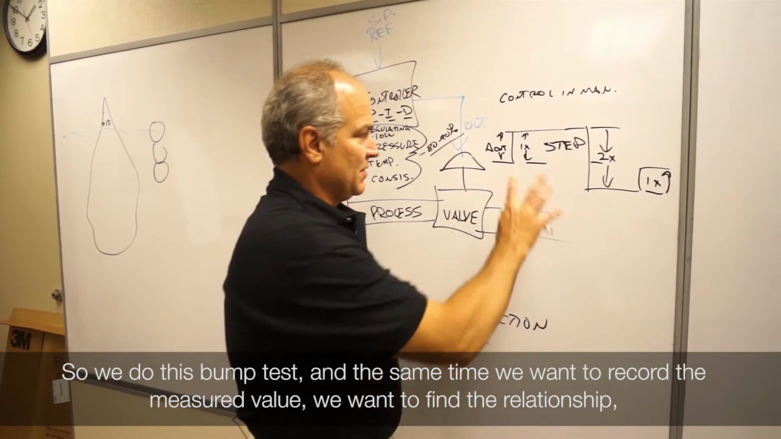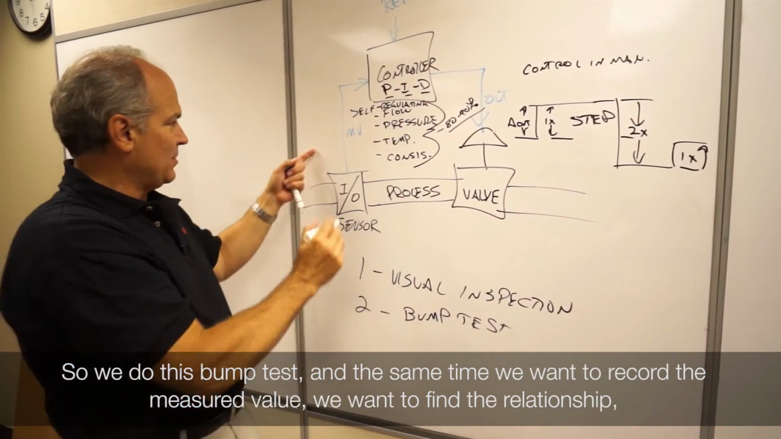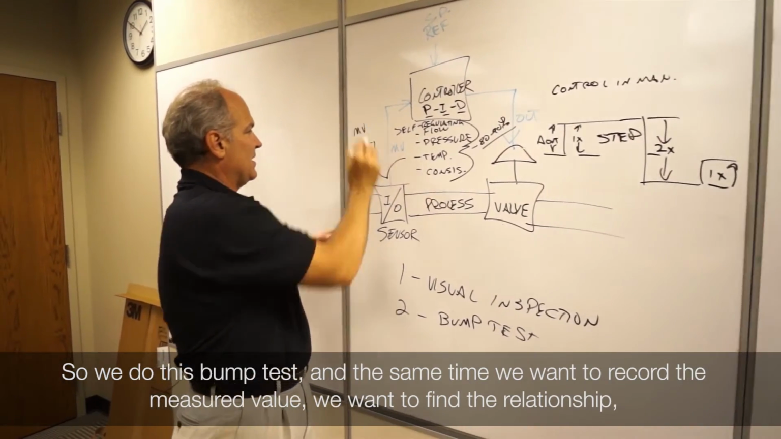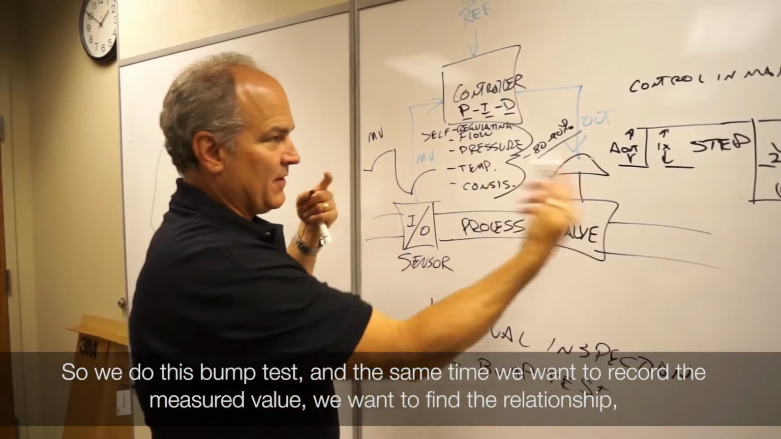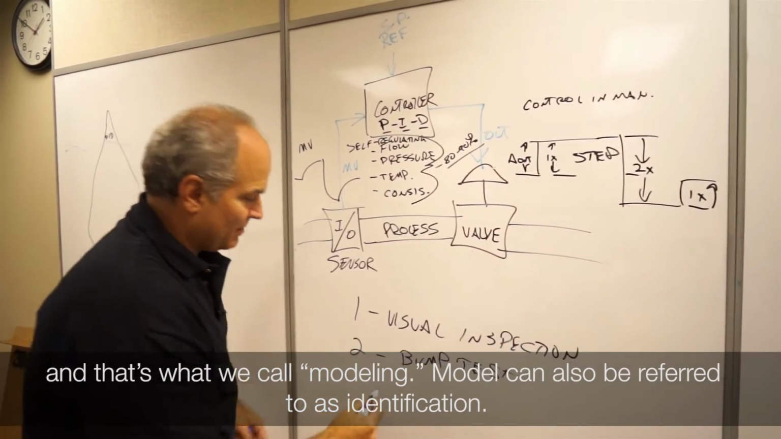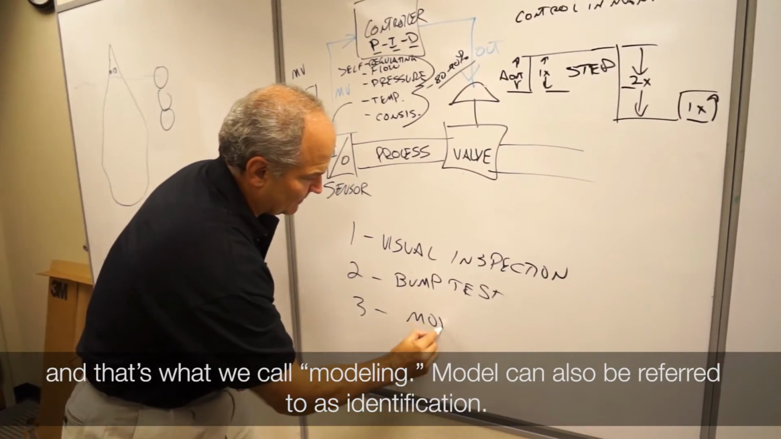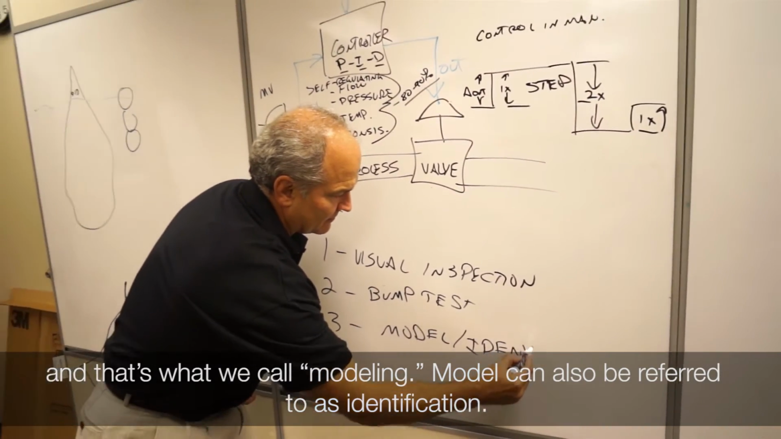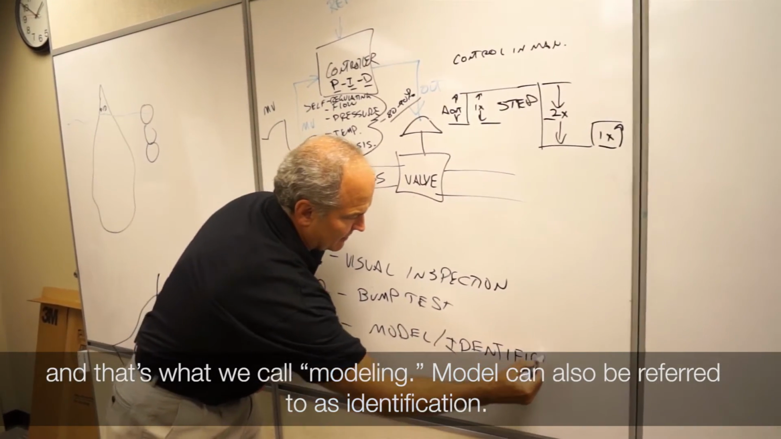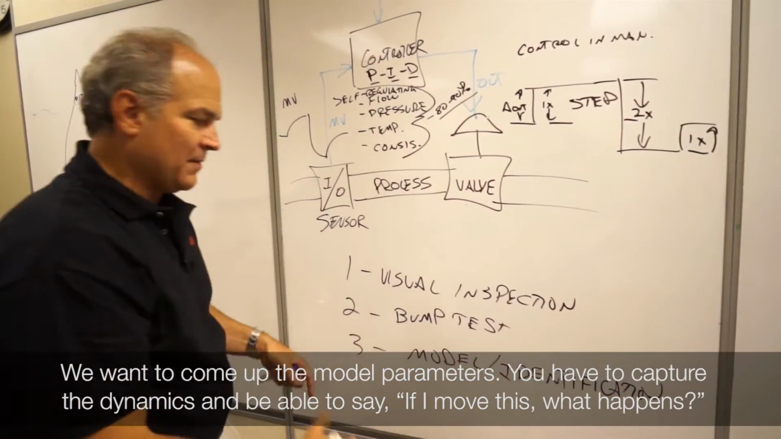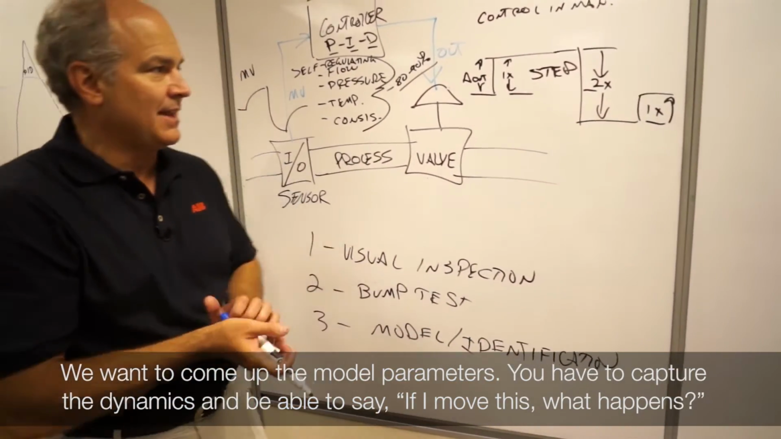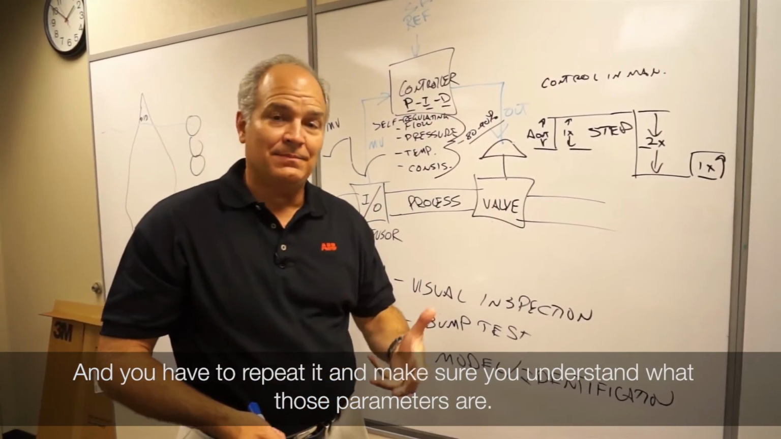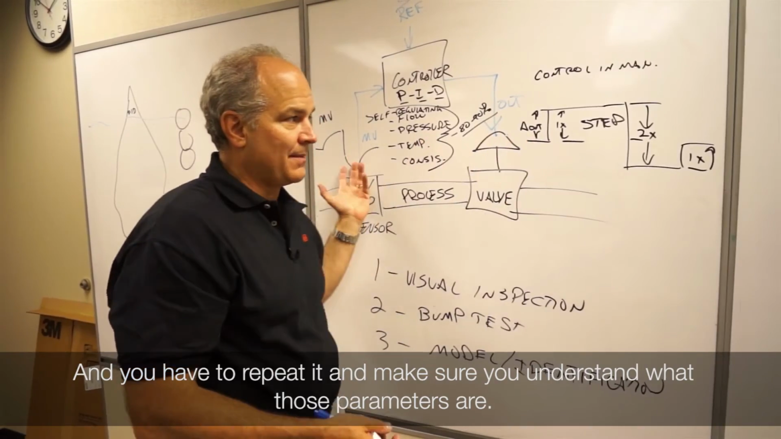So we do this bump test, and at the same time we want to record the measured value. We want to find the relationship, and that's what we call modeling, or identification. So we want to come up with the model parameters. You have to capture the dynamics. You have to be able to say, if I move this, what happens? And you have to repeat it and make sure that you understand what those parameters are.